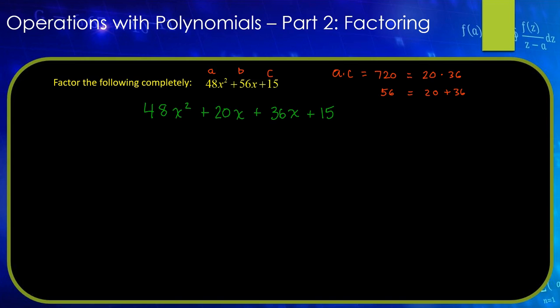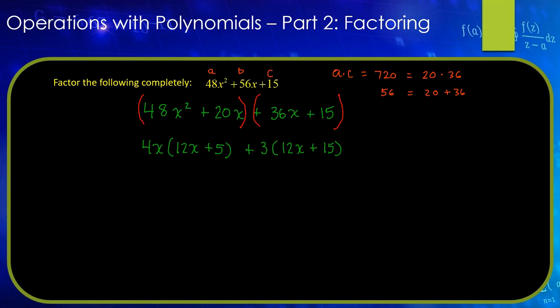Now that I have that middle term split up, I'm going to put these in groups. And out of the first group, I can factor out a 4x, which leaves me with 4x times 12x plus 5. Out of the second group, I can factor out a positive 3, so I had to put that plus sign in front. And that leaves me with 3 times 12x plus 5.